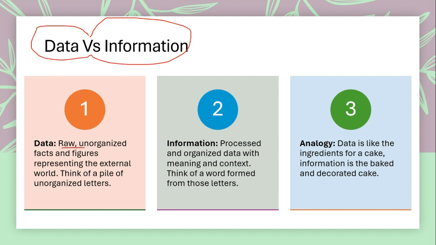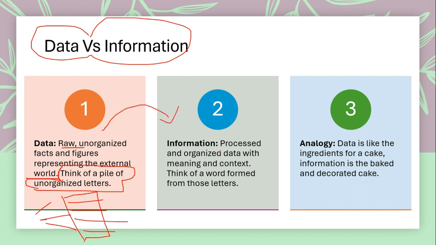Data is raw. It is just facts and figures that represent the external world. For example, think of a pile of unorganized letters. There are so many letters that are unorganized and kept in a pile. And information is processed and organized data with meaning and context. Information is generated from data. For example, think of a word formed from those letters. From this pile of unorganized letters, we organized the pile and created a word from those letters.